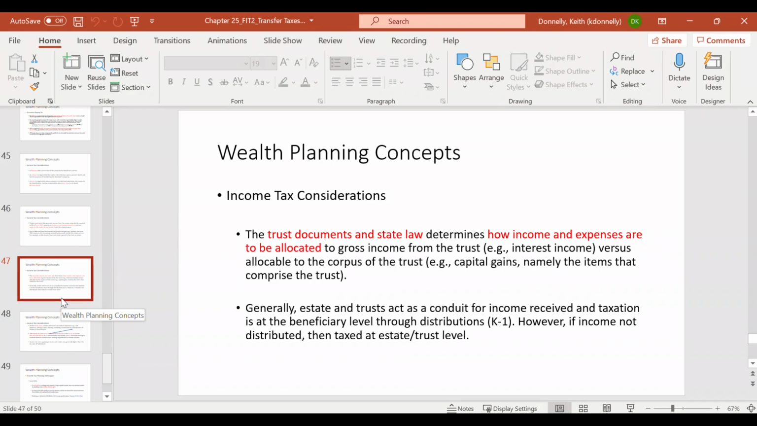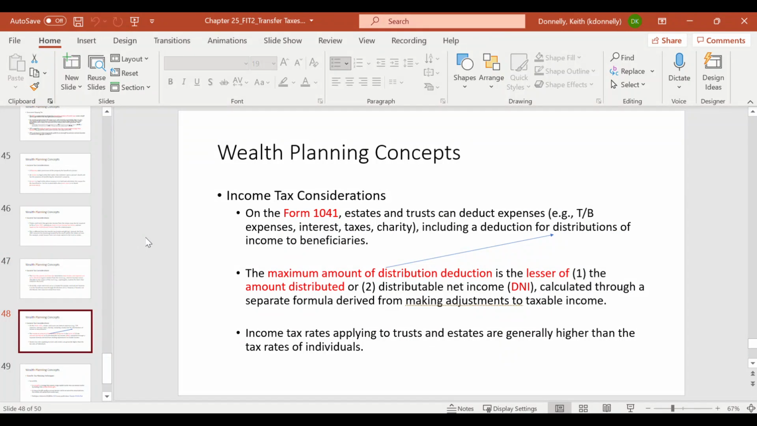So trust documents, as well as state law, are going to determine how income and expenses are allocated to income from the trust versus allocated to the corpus of the trust. Generally, estates and trusts are going to act as a conduit for income received, and taxation is going to be at the beneficiary level through distributions. So normally what they want you to do with an estate and trust is to just push the income out from it. And then the people who receive the K-1 from it being pushed out, they'll pay the tax on it. That's going to be the general rule unless it just sits in the trust.